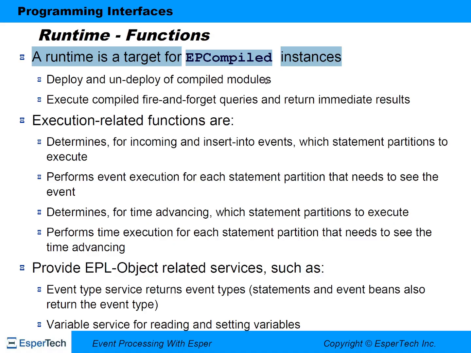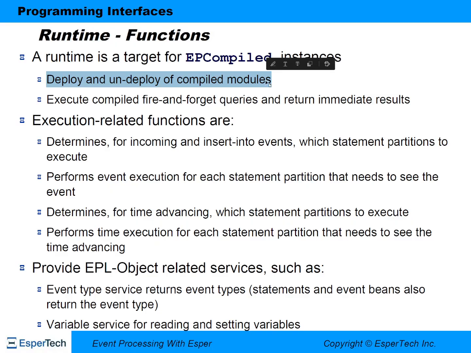An application deploys and undeploys compiled modules. When deploying a module, the runtime loads the classes, resolves EPL object dependencies, and starts the statements of the module. When undeploying a module, the runtime stops the statements of the module and releases the classes, allowing garbage collection to free the memory.